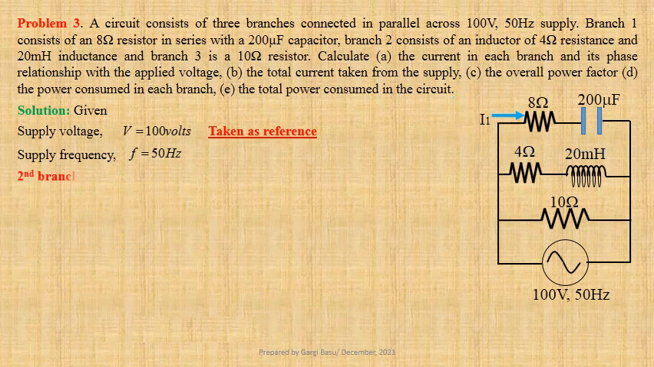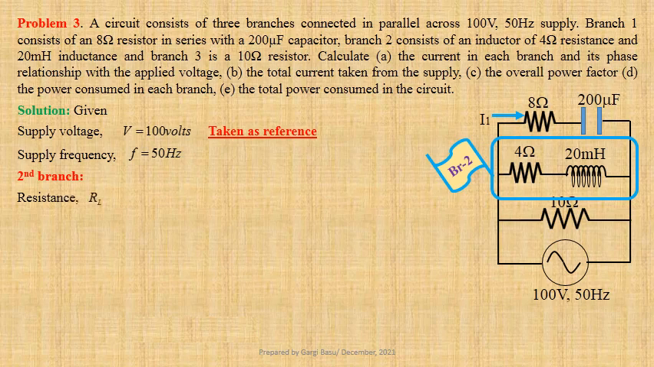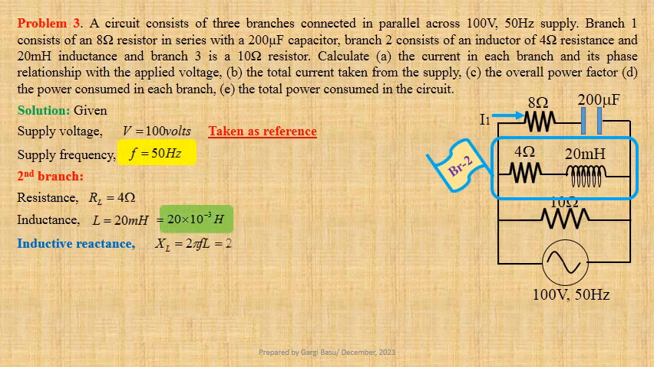For the second branch, given resistance RL equals 4 ohm and inductance L equals 20 milli henry, that is equal to 20 into 10 to the power minus 3 henry. Let us now determine inductive reactance XL equals 2 pi f into L. Using values we get 2 pi into 50 into 20 into 10 to the power minus 3, that is equal to 6.2832 ohm.